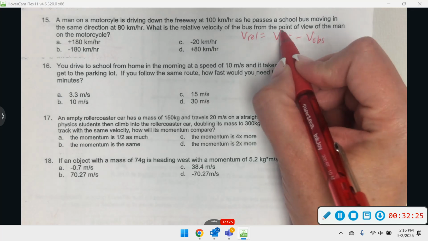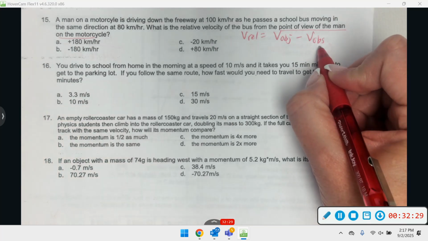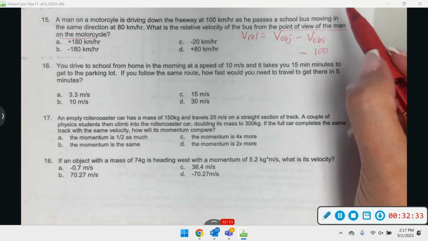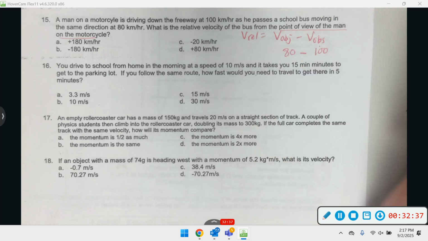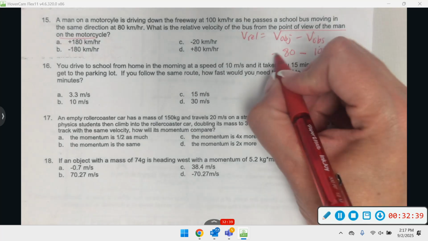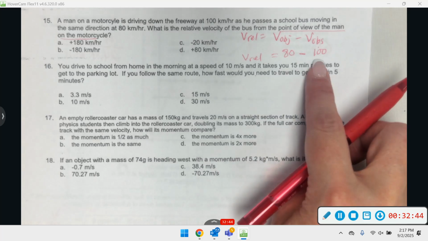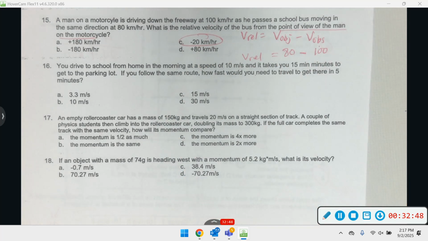Because it says from the point of view of the man on the motorcycle, he becomes the observer. So the man on the motorcycle is 100, that's the observer speed. The bus is now the object and it is moving at 80. They're both going the same direction, so I'm going to call them both positive. So the relative velocity would be 80 minus 100, which is still negative 20. Again, we said he'd be moving backwards and slower, and that's the only one that shows that.